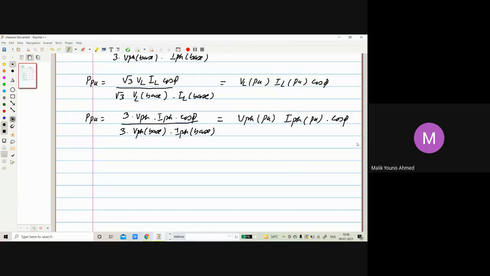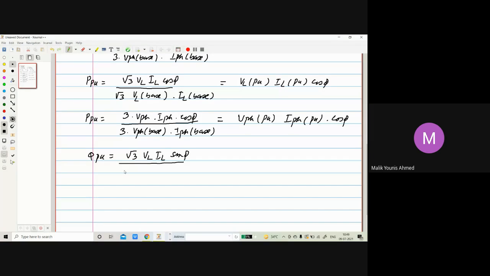Now after the real power, let us move to the reactive power. Similar approach we can apply for the reactive power. So QPU, that's the symbol for the reactive power in terms of line, will be given as the actual value of Q, that's the reactive power, VL IL sine of phi, divided by the base value of this.